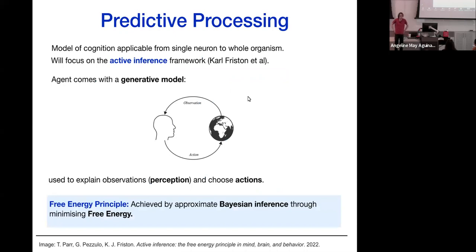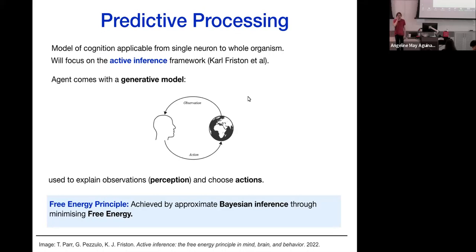So I will be talking about a framework known as predictive processing, which is a model of cognition that aims to be something you can apply in a principled way, say to a whole organism or down to a single neuron, so operating at all levels. They can be distinguished, but for the purposes of this talk I'll just be equating it with the variant known as active inference that's been developed by Carl Friston and his collaborators. So I'll end up using the terms interchangeably here.